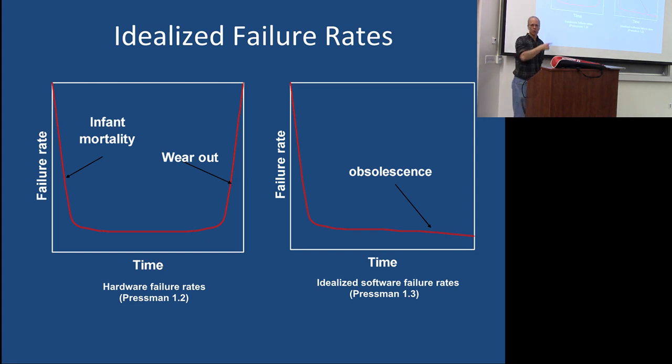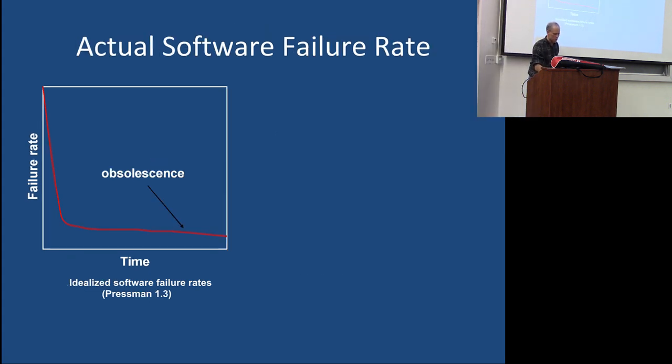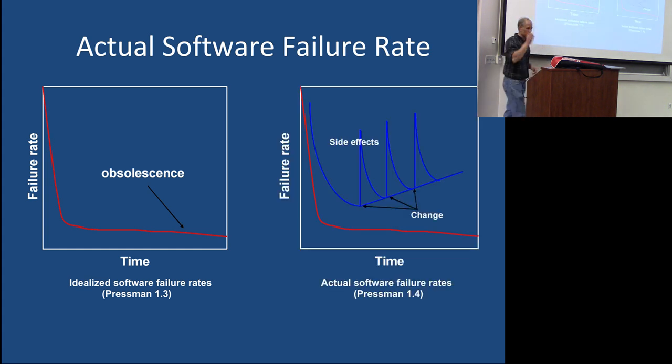I mean, it'd be nice if the world were like that. Yeah? Almost like a bell curve. You said almost like a bell curve? Well, this is what Pressman thinks. So there's the idealized thing. You get the software, it has some bugs, they get ironed out, and then it just works great, and then it becomes obsolete, and you get something new. But he says that's what really happens.